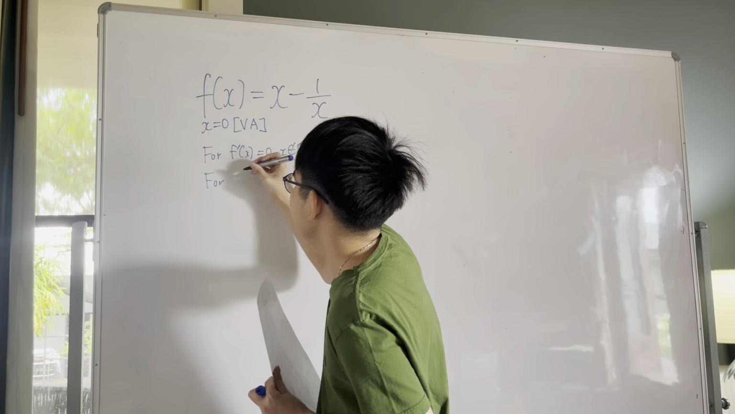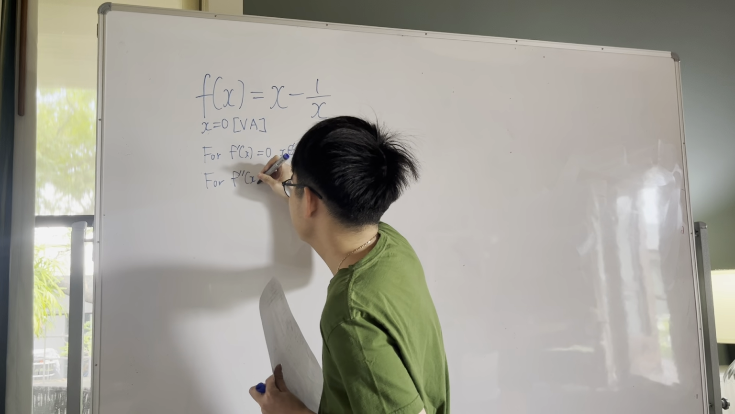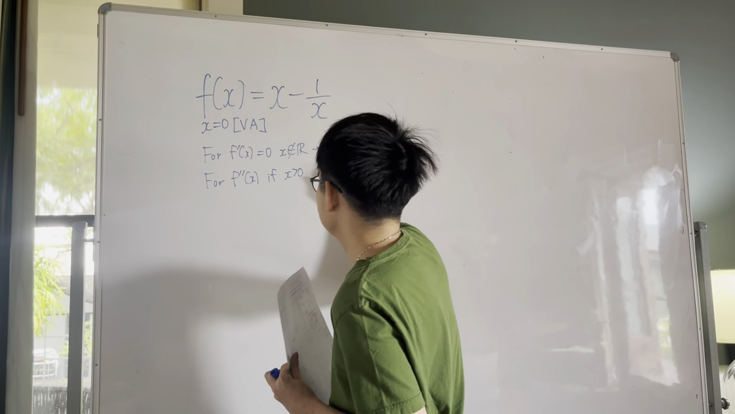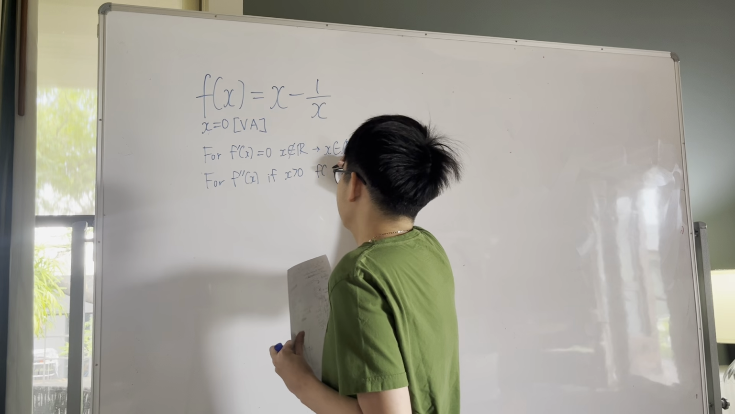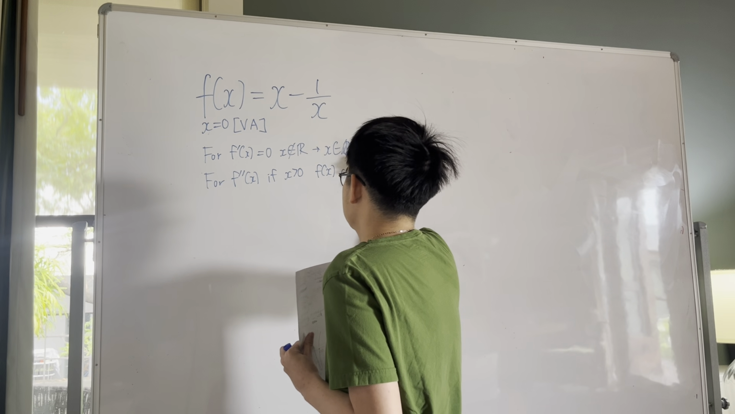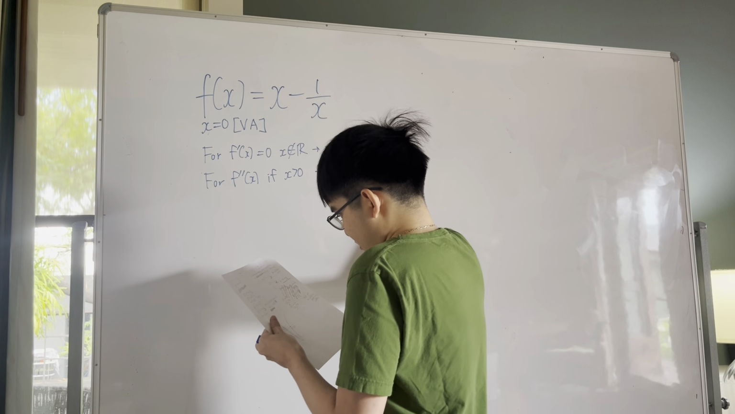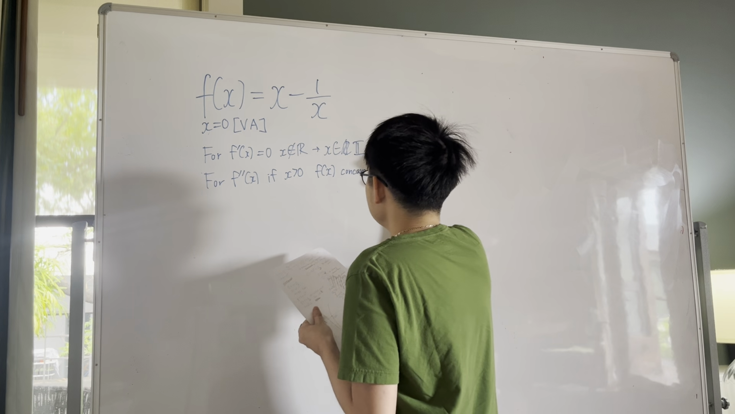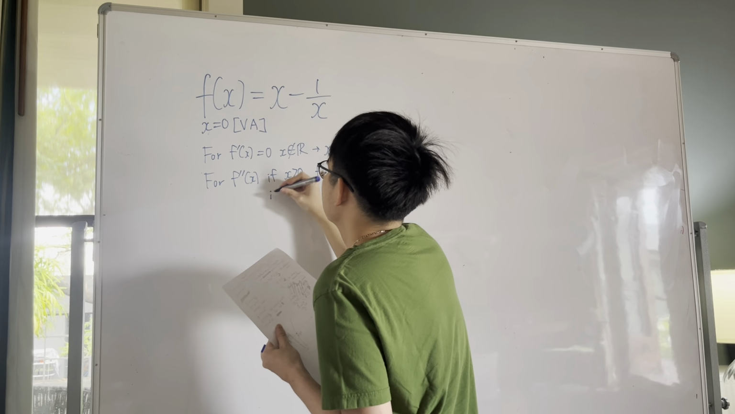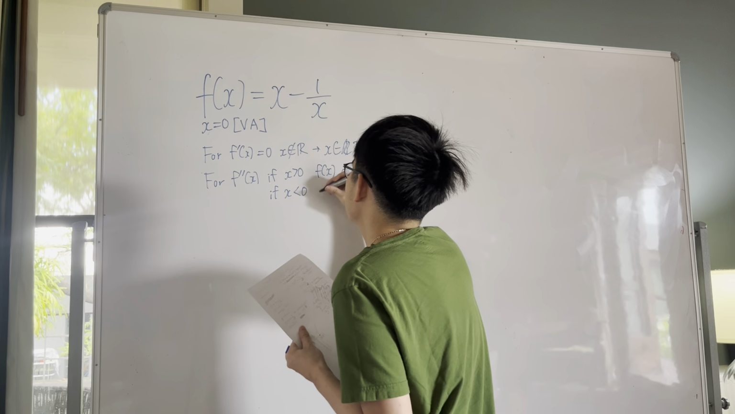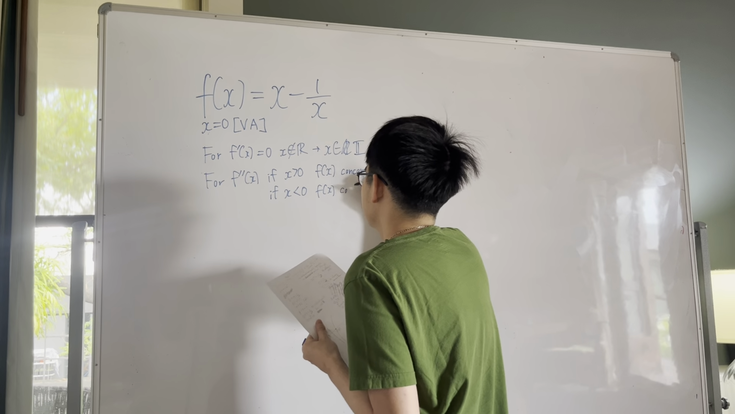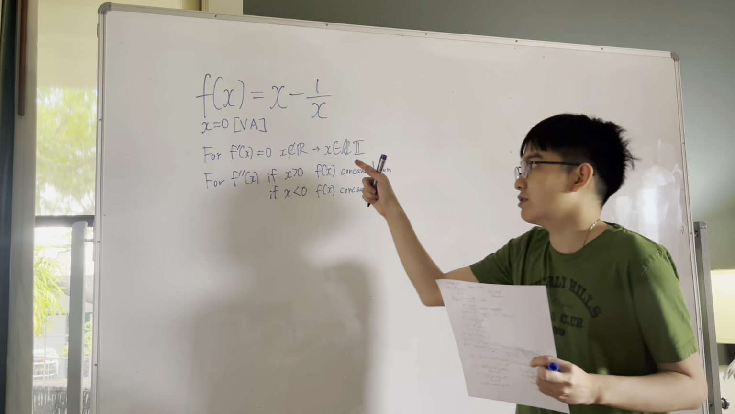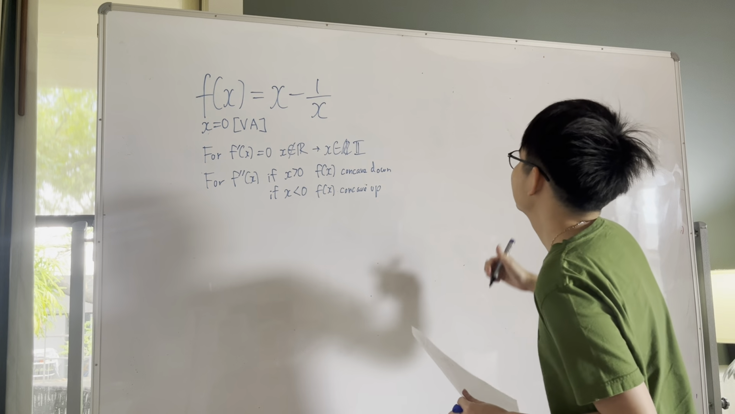And for f double prime of x, if x is greater than 0, f of x is concave down. If x is less than 0, f of x is concave up. Now, we want to translate this into graphing our actual function. How does this work out?